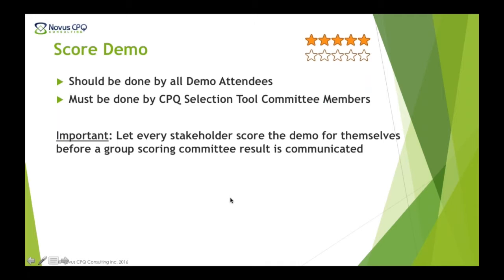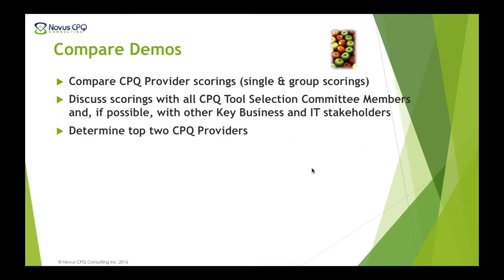Okay, so this is again, let them score for themselves. Then have the group scoring, and at this point you're ready to compare the demos. So all the vendors came in, they all got the script from you, what they should go through. They did the demos. You had the ratings. Now you compare these demos. So you compare the single and the group scorings.